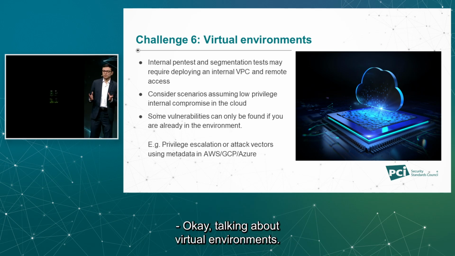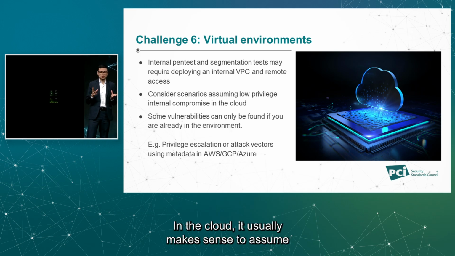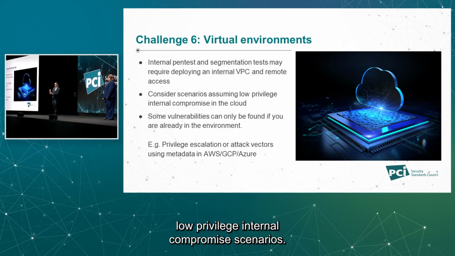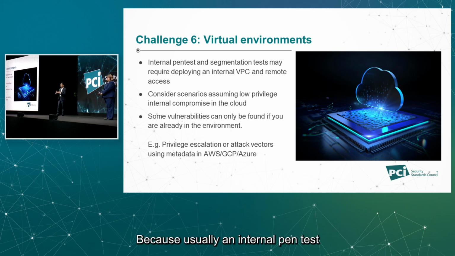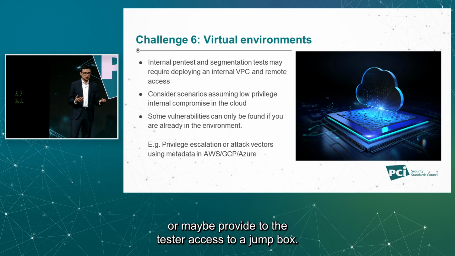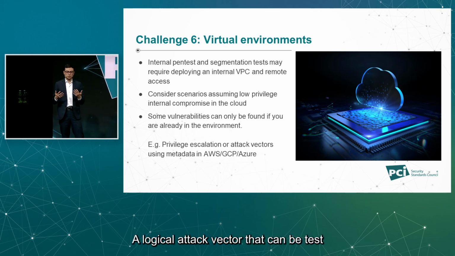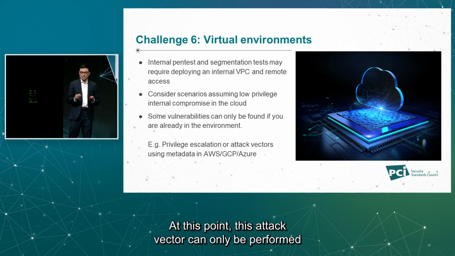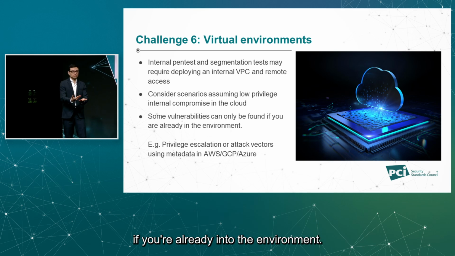Okay, talking about virtual environments, in the cloud, it usually makes sense to assume low-privilege internal compromise scenarios. Why? Because usually in an internal pen test, it is required to deploy a VPC into the internal network or maybe provide the tester access to a jump box. A logical attack vector that can be tested is querying metadata from the console of the virtual machine. At this point, this attack vector can only be performed if you are already in the environment.